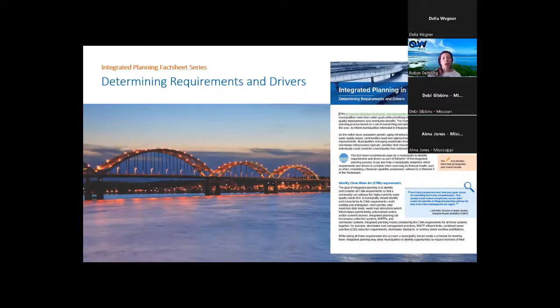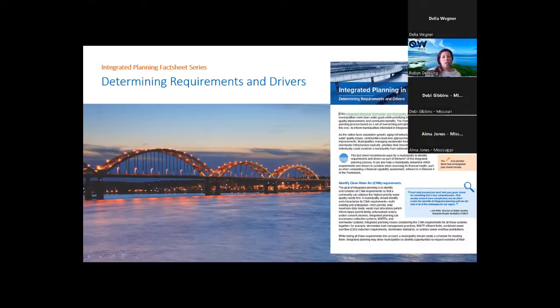So determining requirements and drivers. This is element 1 in the integrated planning framework. And the fact sheet right now is almost ready to go for public consumption. The one that you just put in, Delia, is the funding one, but that's okay. That's going to be the next one. So next slide.